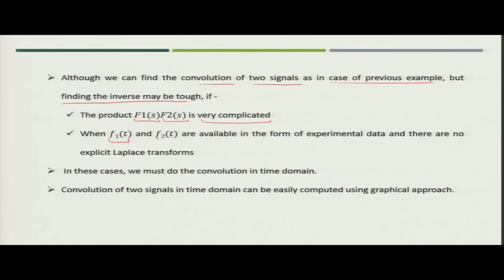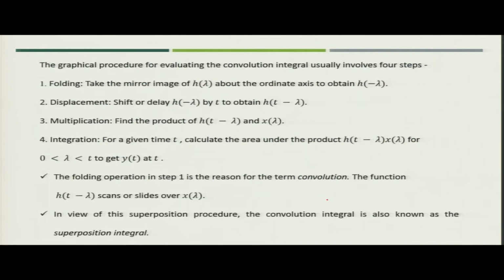Another case is when f1(t) and f2(t) are available in the form of some experimental data and there is no explicit Laplace transform of these two functions available. When this condition happens, you will not be able to get the Laplace transform of f1(t) and f2(t), and then getting the convolution of f1 and f2 using the Laplace transform product would be difficult. So, what do you have to do? You have to use the alternate approach, called the graphical approach, to find the convolution of two signals in the time domain. What is the graphical procedure?